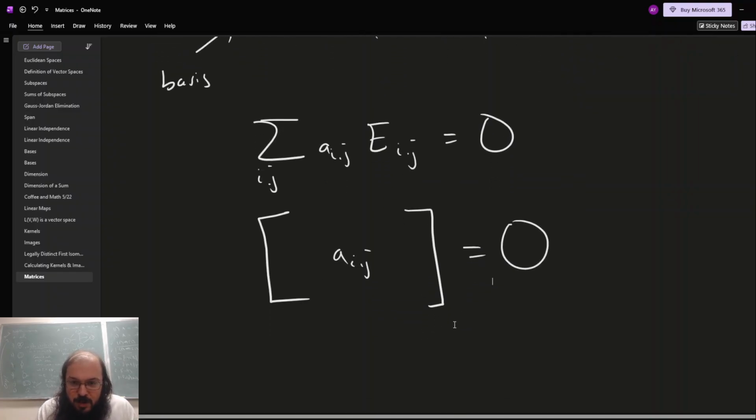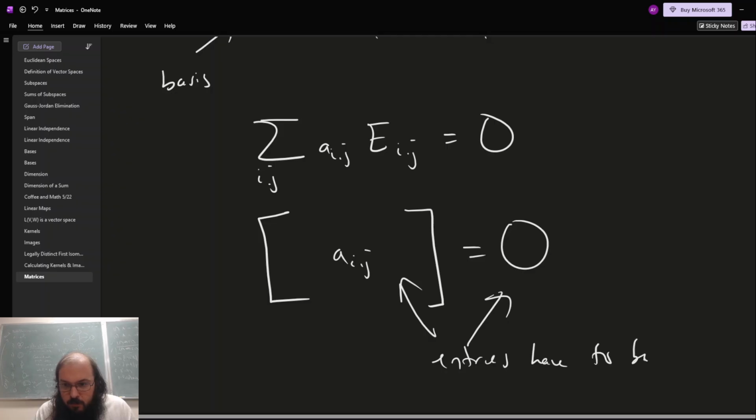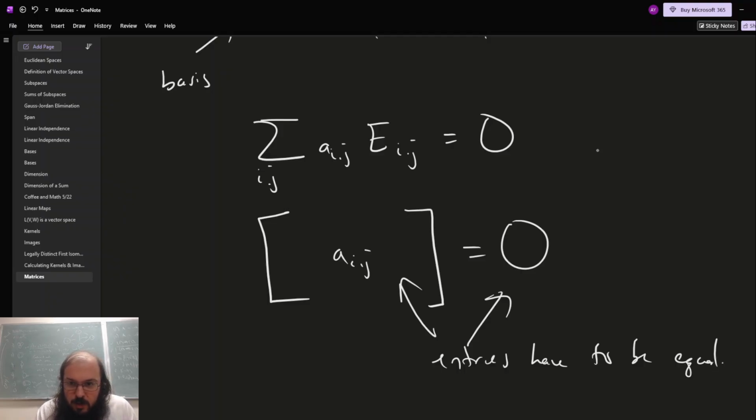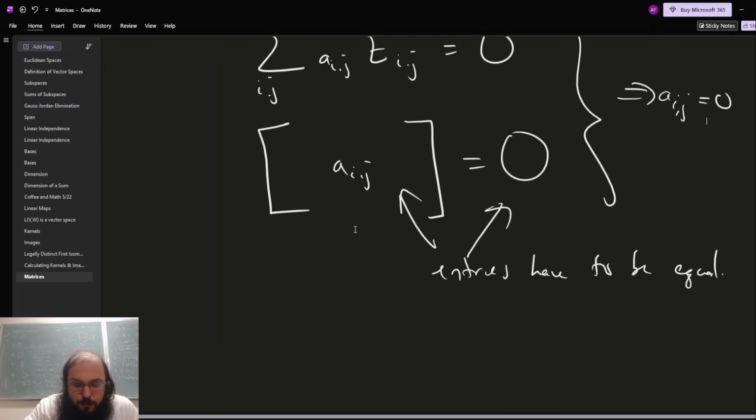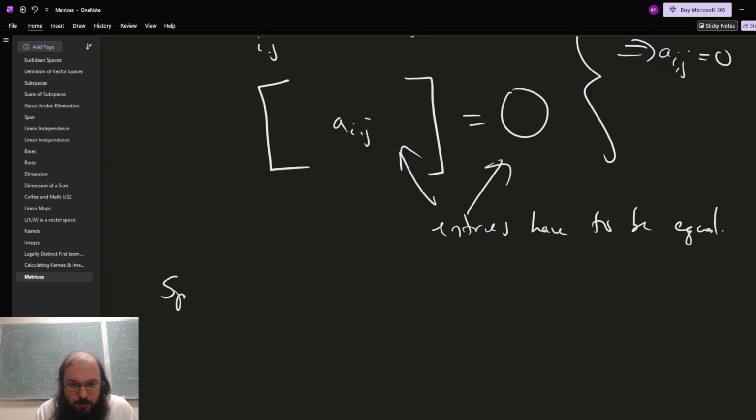Well, two matrices can be equal only when all of their individual entries are equal. And so, therefore, this implies that all the A_ij are 0. So they're linearly independent. Why are they spanning? The proof for that is obvious. It's just look at it, right?